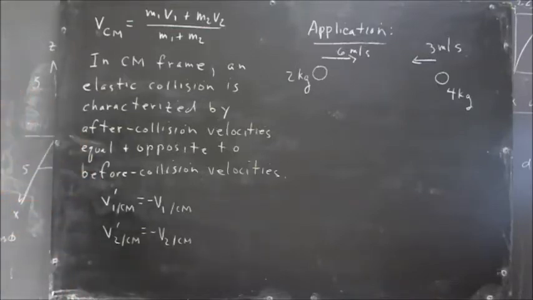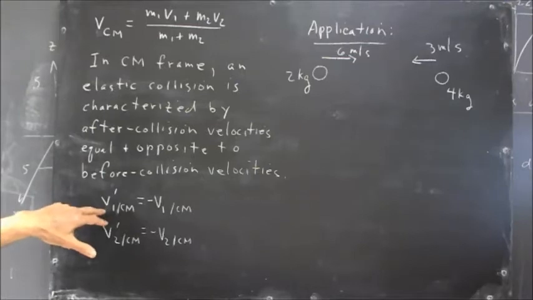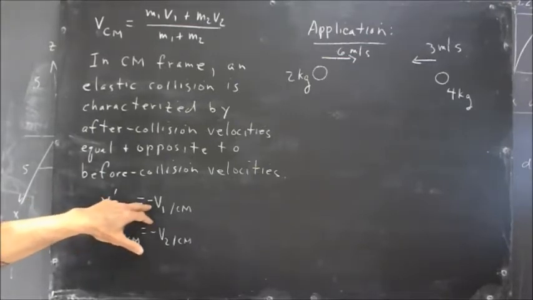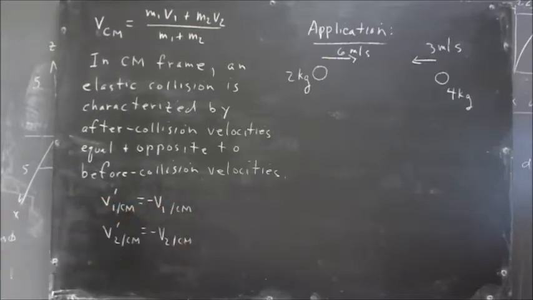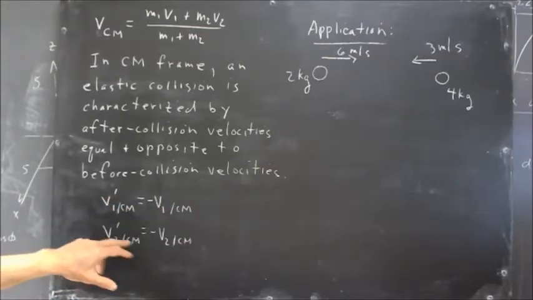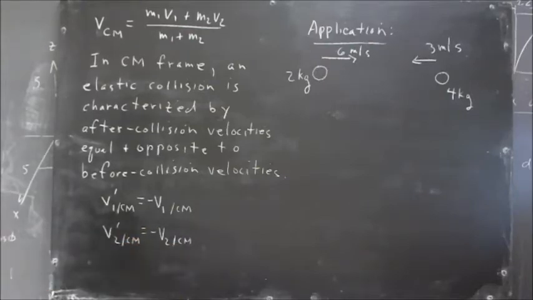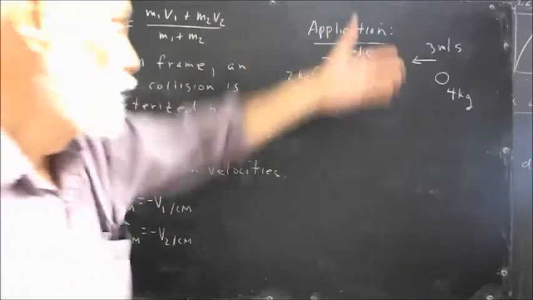Okay, so we can write that as v1 prime relative to the center of mass is negative v1 relative to the center of mass. v2 prime relative to the center of mass is negative v2 relative to the center of mass. So let's go ahead and apply that to a problem.